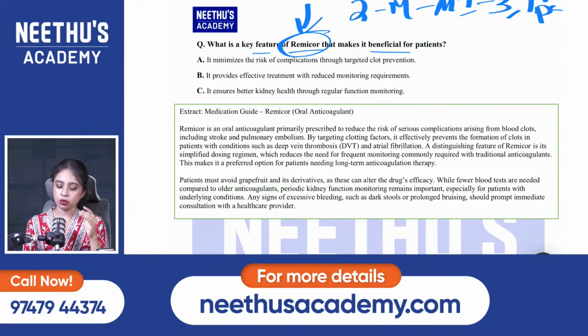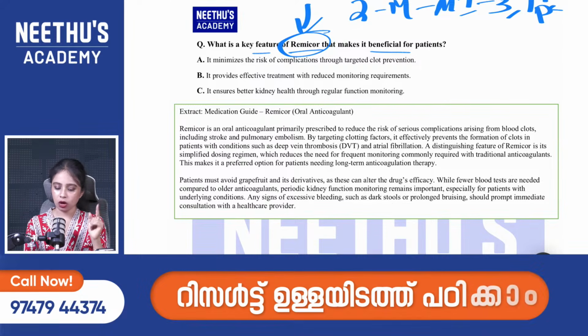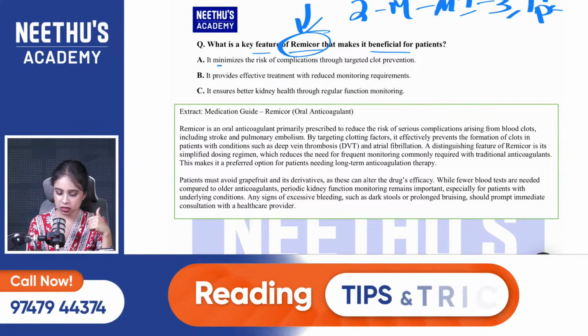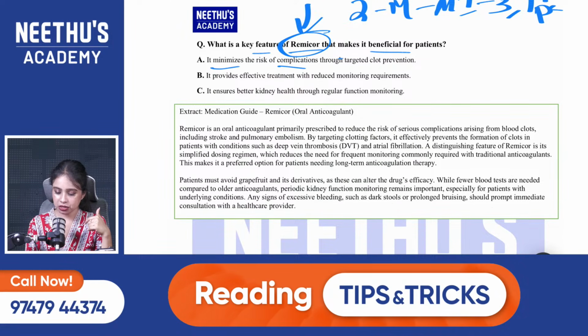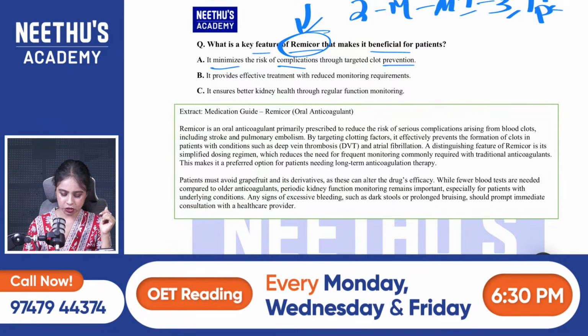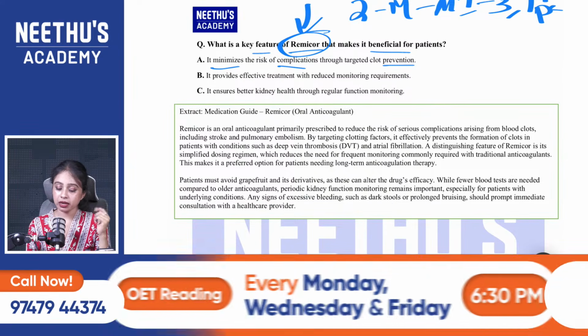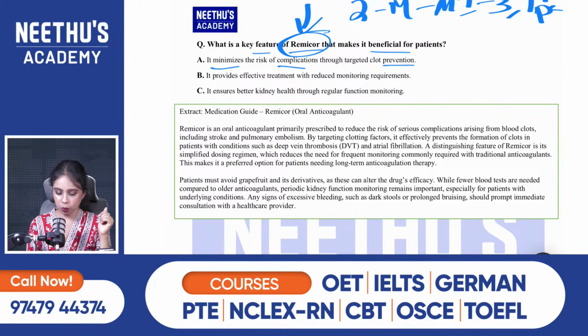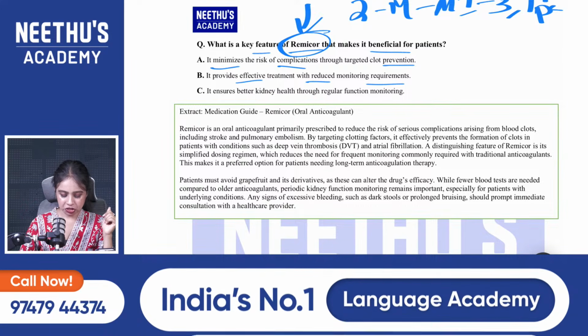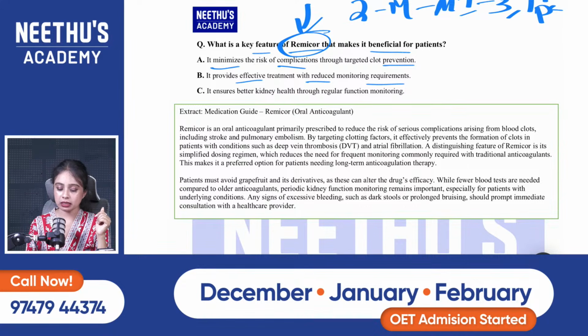Alright. So after that, let's read the options. Option A, it minimizes the risk of complications through targeted clot prevention. So my keywords: minimizes, complications, prevention. Then option B. It provides effective treatment with reduced monitoring requirements. So effective, reduced requirements. And option C, it ensures better kidney health.